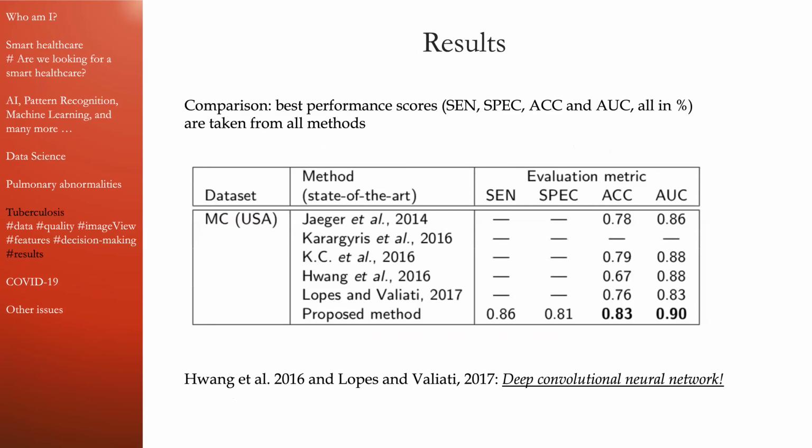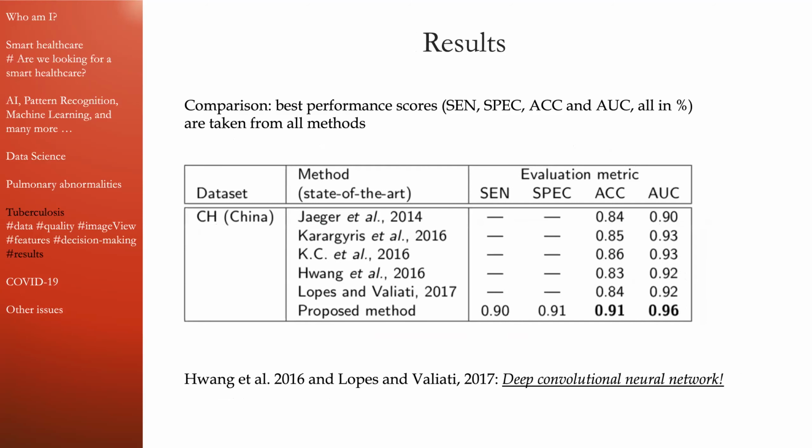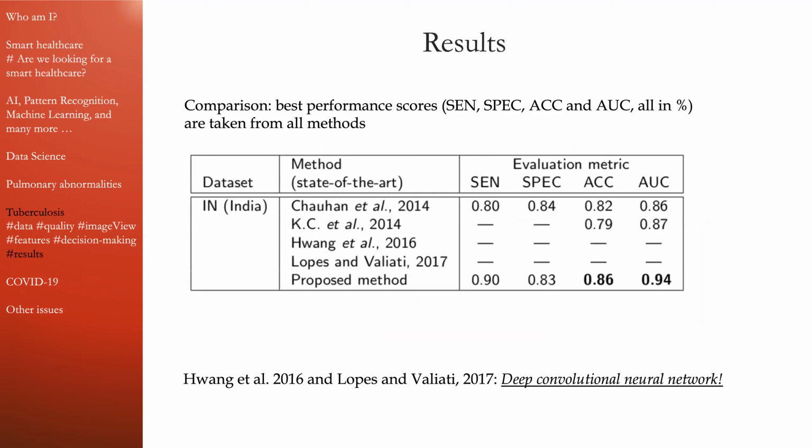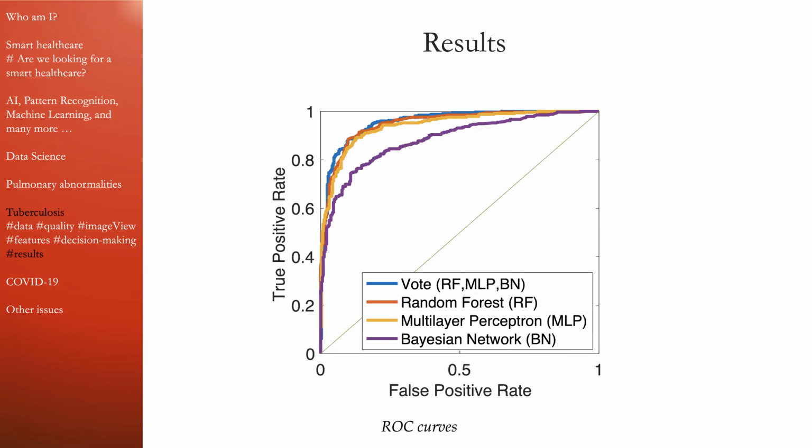And we did come up with results using simple machine learning, conventional algorithms, because features are extracted. Our method gives you 90% area under the curve, 96% on the dataset from China, and 94% on the other one, which is from India. So different datasets, different results, but again, don't forget that there was a deep convolutional neural network, a deep learning model, sometime in 2017, and this paper was published in 2018. Good stuff.